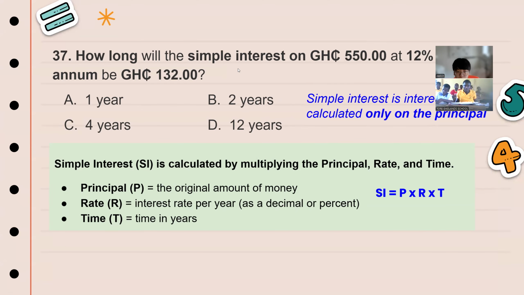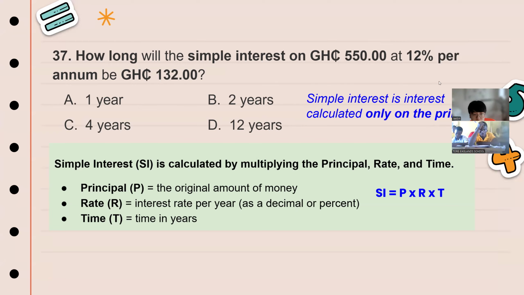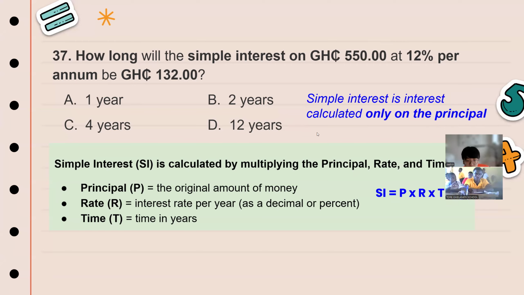How long will the simple interest on 550 Ghana cedis be at 12% per annum? B, 132 Ghana cedis. So this problem is about finding the simple interest. Right. Yeah.